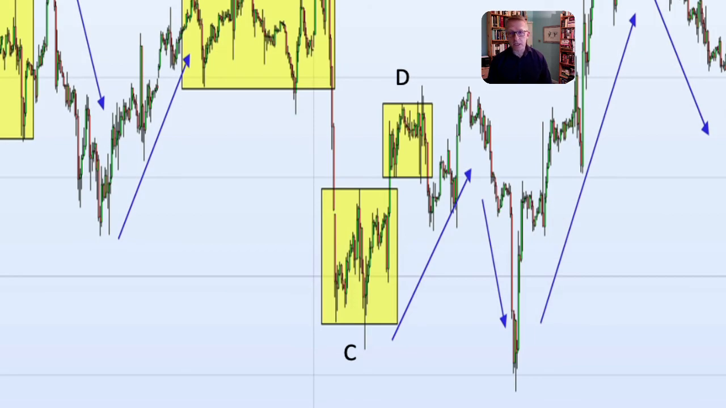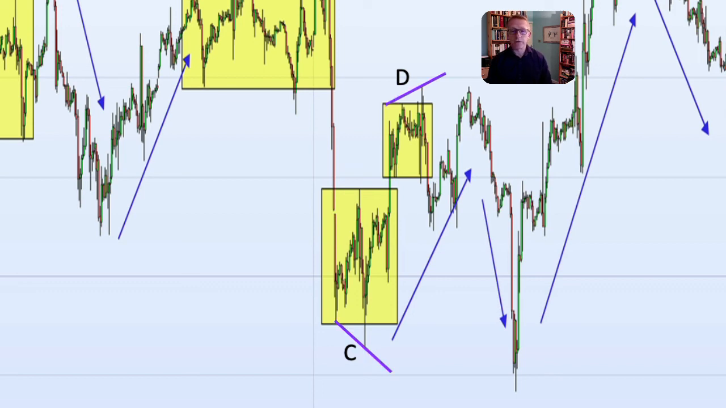Boxes C and D are not very good ranges at all. They're more like a volatile skirmish, but if we stick to our rule of marking the high and low for the range, we can see that both become an expanding range before the boundaries are broken.